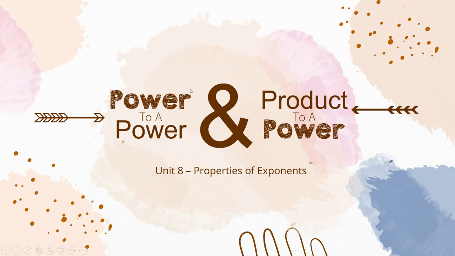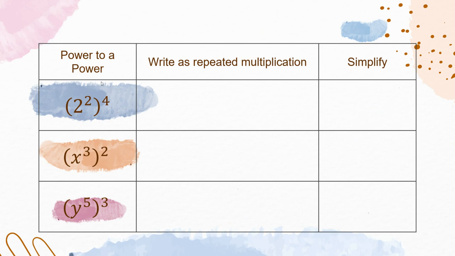Okay, moving on. Now we are going to look at a power to a power and a product to a power. Okay, remember, when we're talking about these powers, we're talking about exponents. So a power to a power, we have 2 to the second power, that's in parentheses, all of that is raised to the fourth power. Okay, so again, we want to write this as repeated multiplication. In this case, 2 to the second power is actually my base. Okay, so I have 2 to the second times 2 to the second times 2 to the second times 2 to the second, right? I'm writing my base, 2 to the second, times itself 4 times.